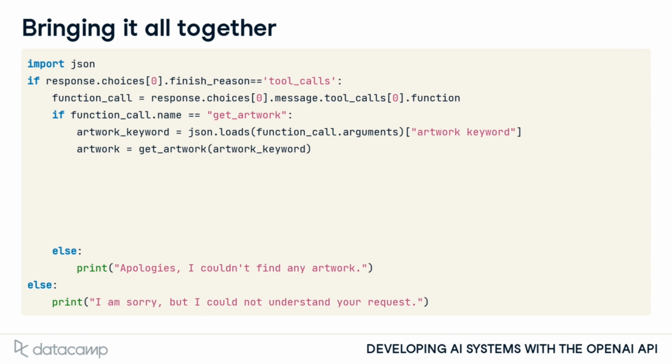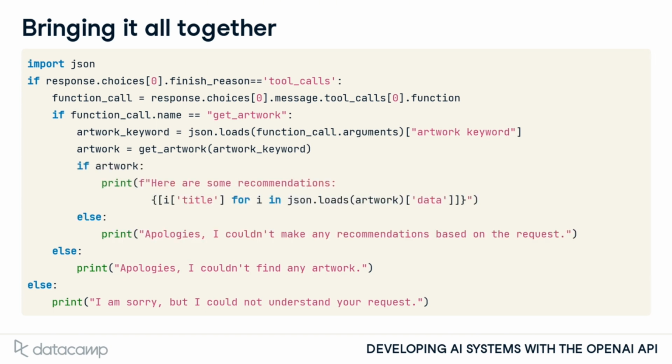Once the keyword is extracted, we can proceed to call the external API using the getArtwork function. Finally, if the external API returns a response, we extract our recommendations. In this case, we use a dictionary comprehension to extract the response due to the format of the output in the external API. But this varies based on the external API's output format.